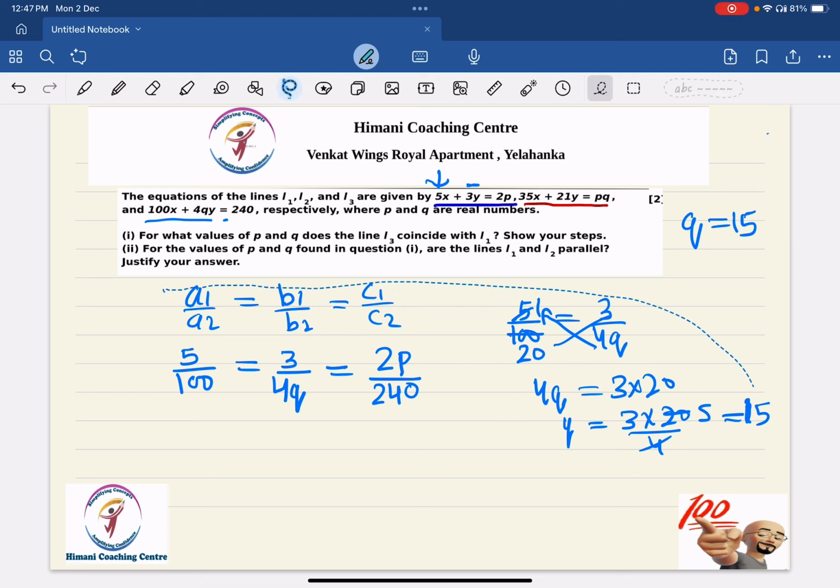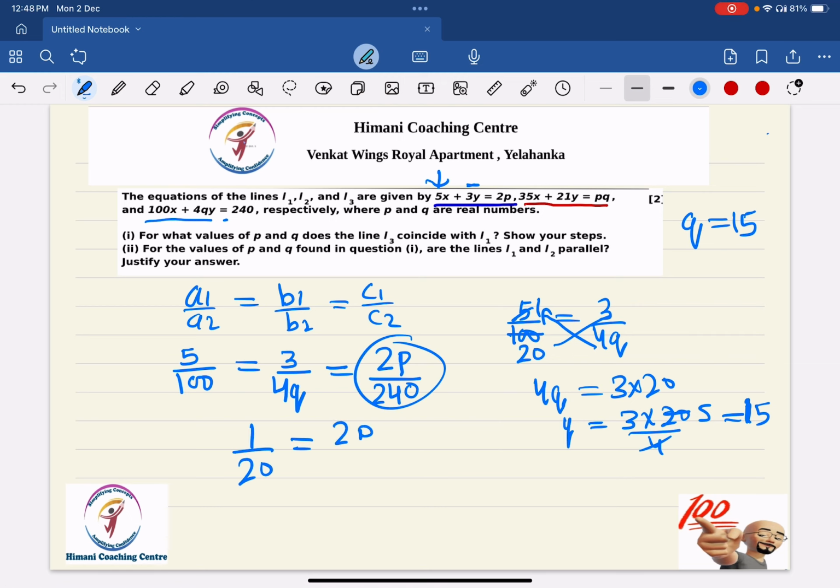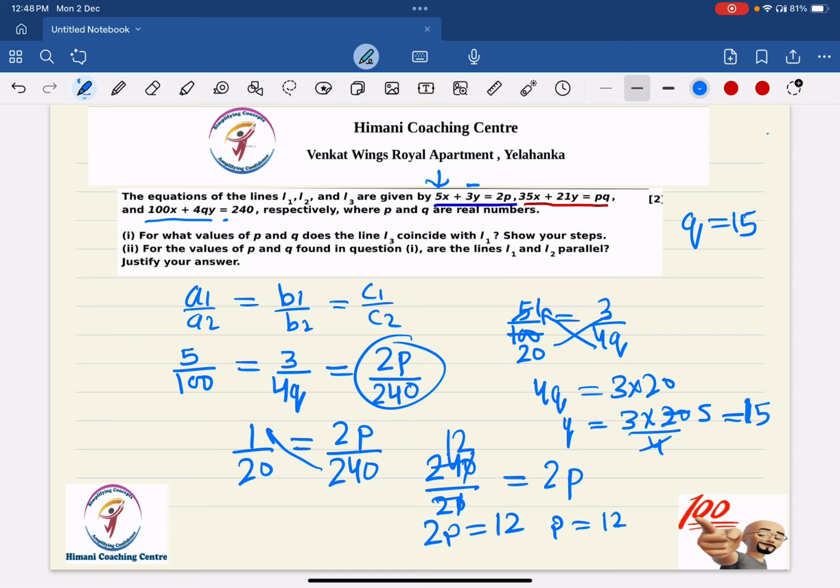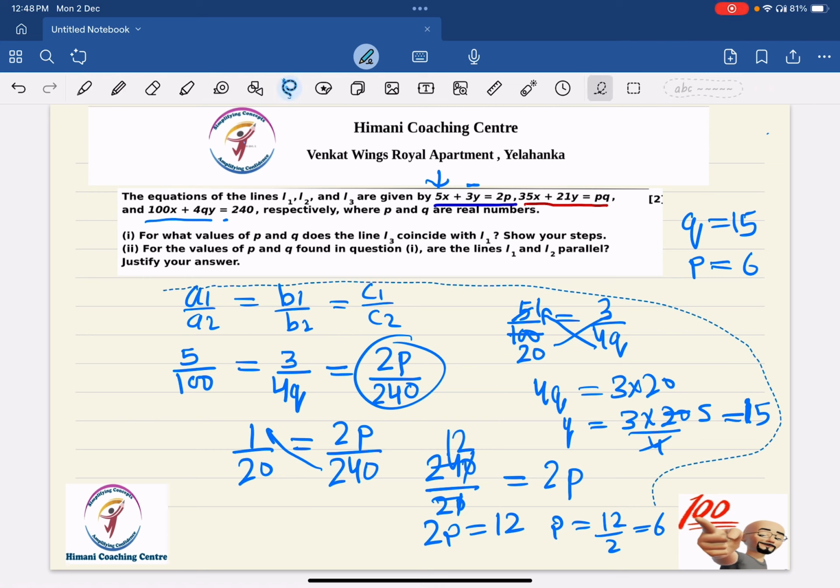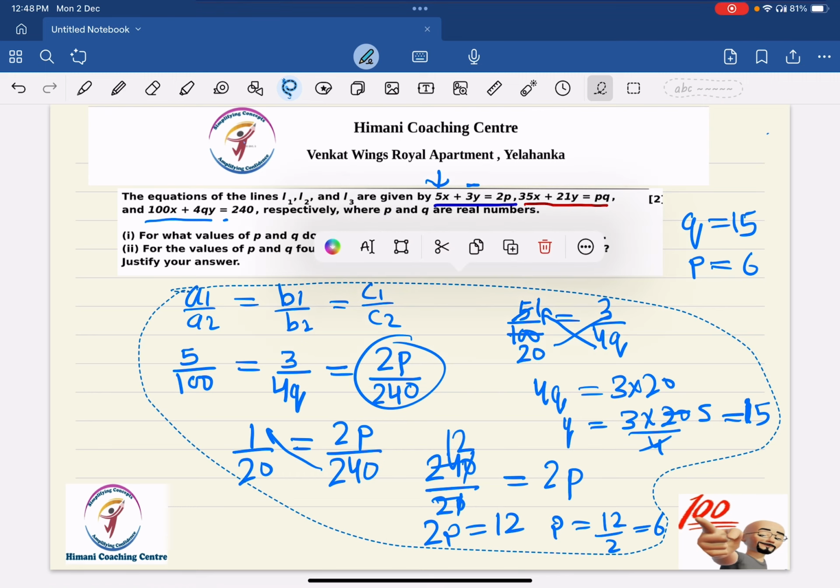Now let us go to the next step of finding p. Again, what we will do, 5 by 100, which is 1 by 20, is equal to 2p over 240. So what will happen? 240 by 20 equals 2p. Okay. So 2p equals 12. p equals 12 by 2, which is 6. So now we have got p's value also as 6. Now we are done with the first part of the question.